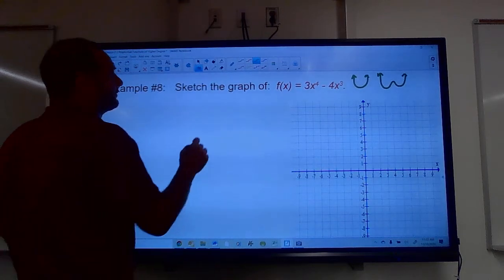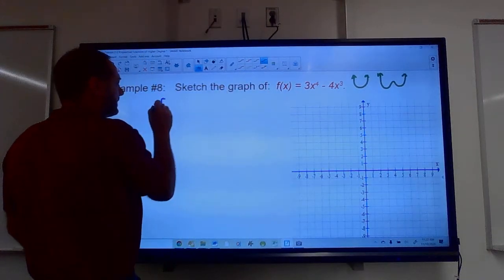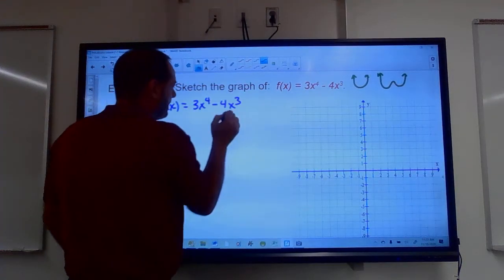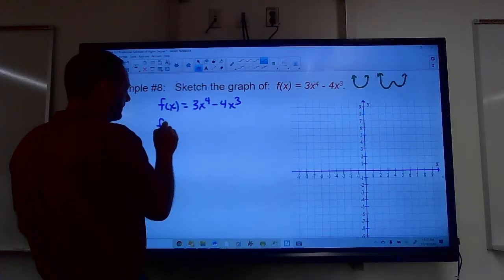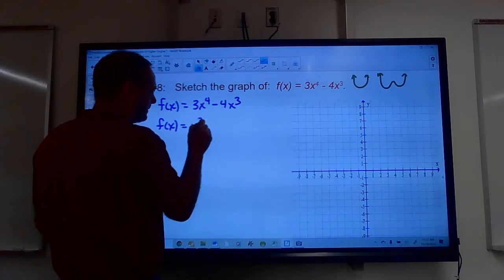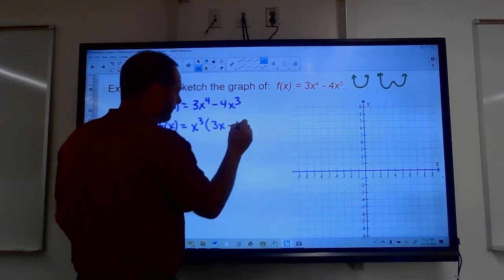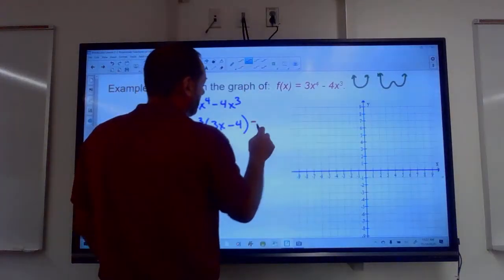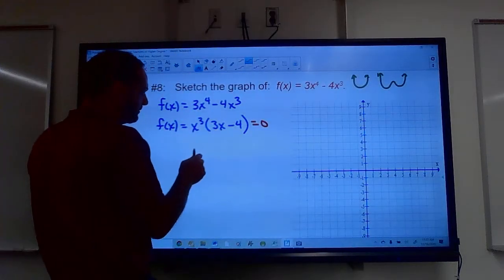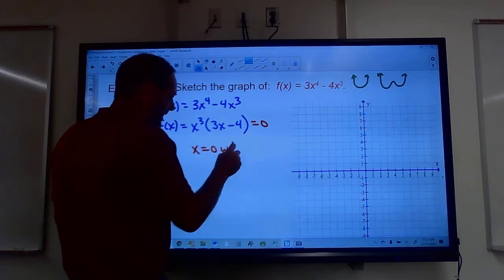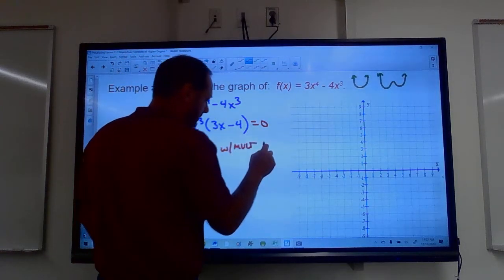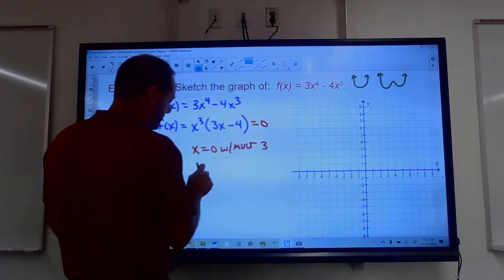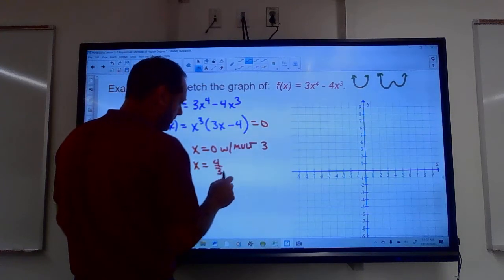I can find the zeros. So if we take the equation, see, I could factor an x to the 3rd out of this thing. That would leave me with 3x minus 4. Okay, and I can find the zeros by setting that equal to 0. This tells me that x is 0, and it has a multiplicity of 3. This one, I would add 4 and divide by 3, so it's got another 0 at 4/3 with a multiplicity of 1.